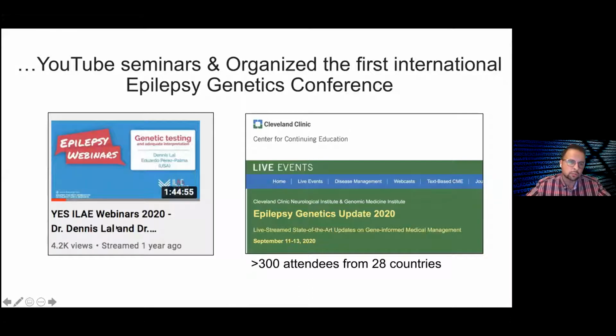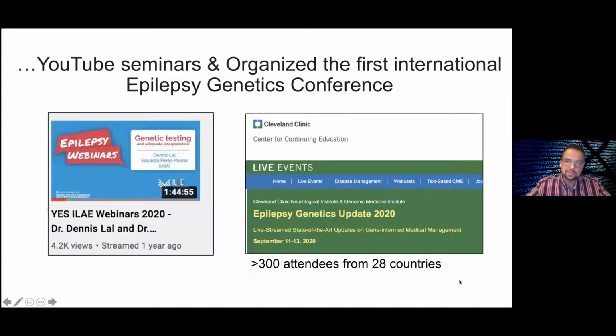For example, this is a workshop by the highest organization for epilepsy in the world, which is the International League Against Epilepsy. I give a 2-hour seminar on how to make sense out of genetic tests and mutations. And 4,000 people looked at this in a year, but is this enough? Probably not. So the next thing we tried was a conference where, for example, people from the foundation were presenting at our conference, where we had more than 300 attendees from 28 countries. That was a conference I organized, I think, 2 years ago.